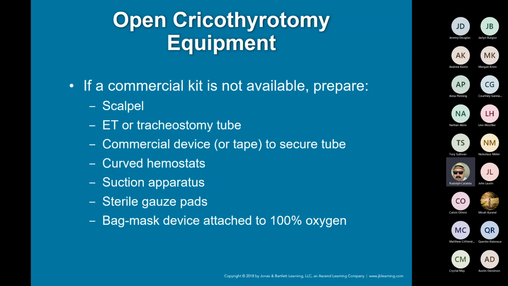Again, if we don't have a quick crike, then we're using a scalpel, an ET tube, and tape. Those are the big things that we need. Hemostats, maybe, or forceps. That's really just to open up the incision once we make it. If you let it close, it's going to heal up very quickly. So once we get it open, we'll put forceps in there to spread it open like pliers and hold it in that position. That way we can put our ET tube through.